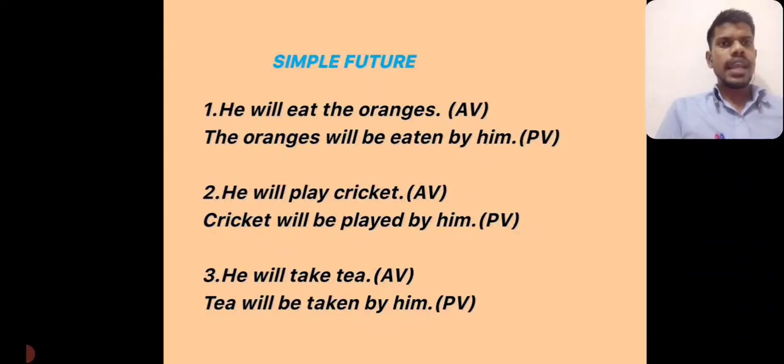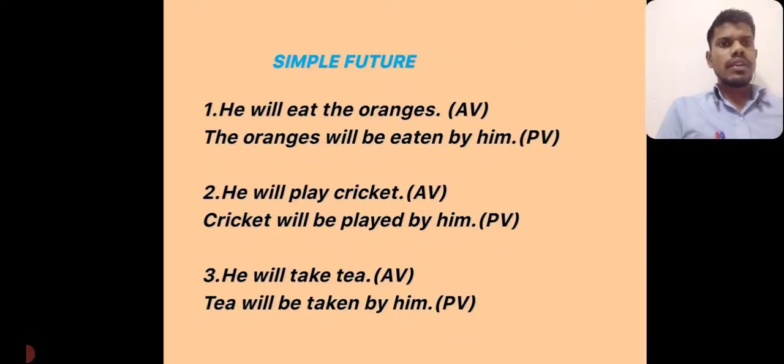Second sentence: he will play cricket. Here also subject he, then will, then V1, then object. Here the object of the active voice becomes the subject. So I'll take cricket, will be, followed by V3, that is play, played, played. So V3 is played for play, followed by the preposition by, then the subjective pronoun he becomes him in the passive form.